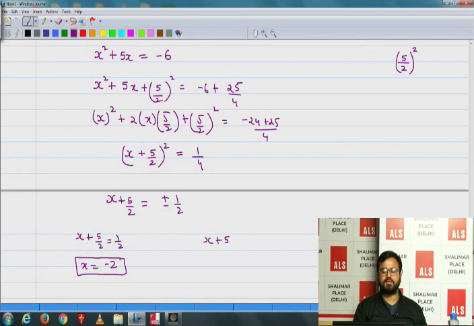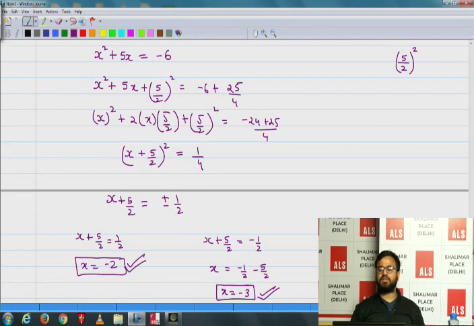And second, x plus 5 by 2 is minus 1 by 2. So x is equal to minus 1 by 2 minus 5 by 2, so minus 6 by 2, which is minus 3. So these are the two answers, minus 2 and minus 3.